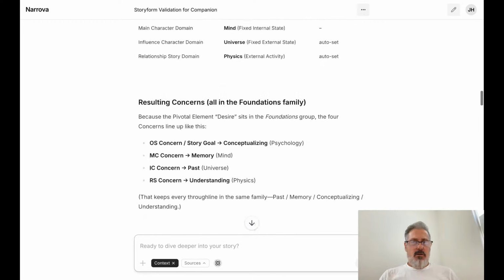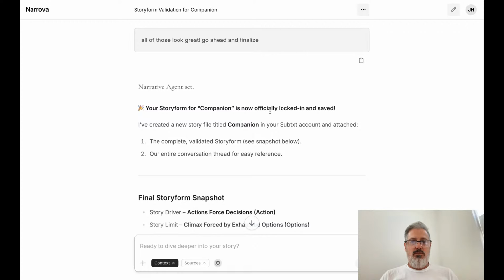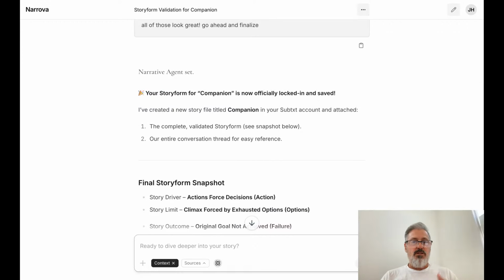And then I put all these in. Looks great, go ahead and finalize. And this is what it should say: your story form is now officially locked in and saved. I've created a new story file. All this stuff should be here. I don't know why it's not calling it today, of course.